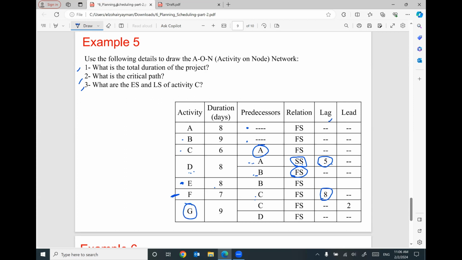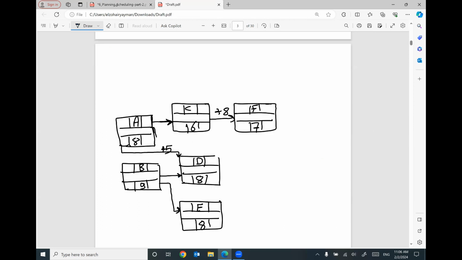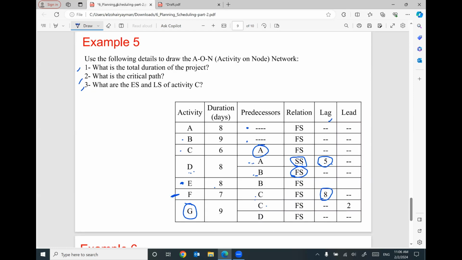Activity G has a predecessor C and D. So I can put here activity G with the duration equal 9.